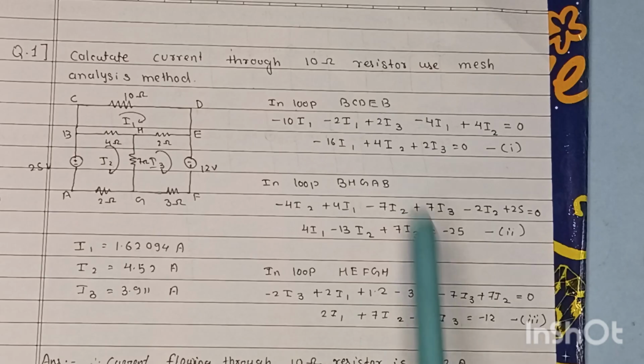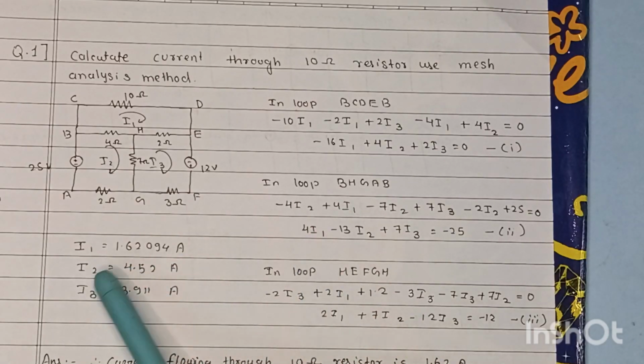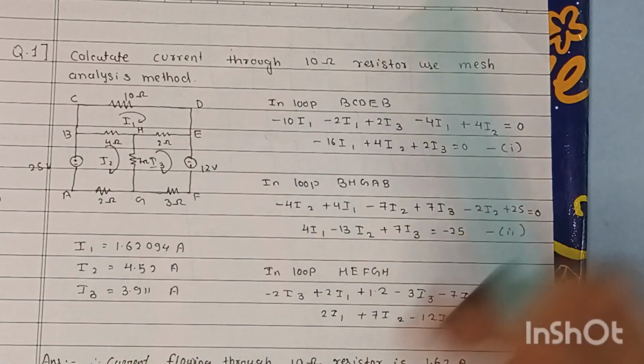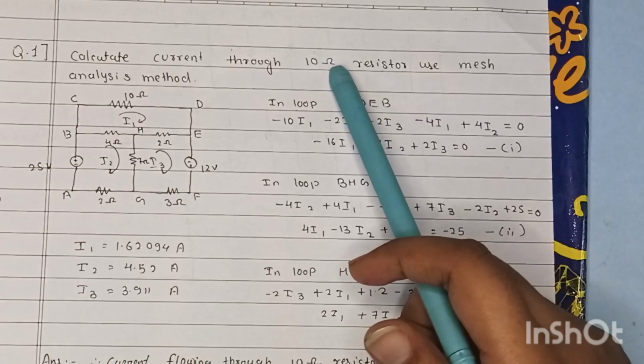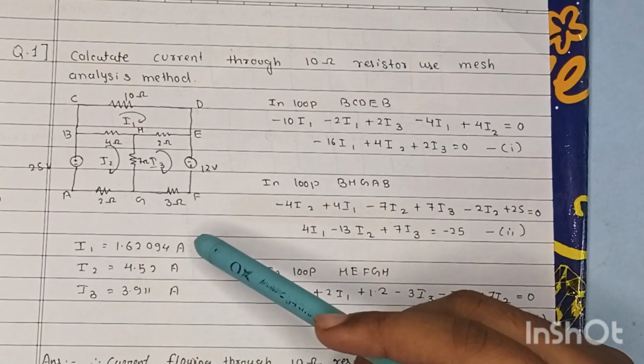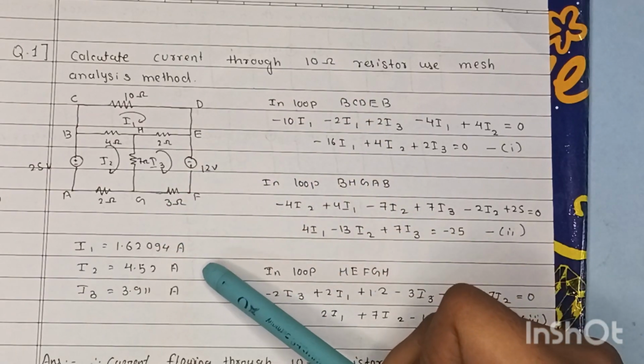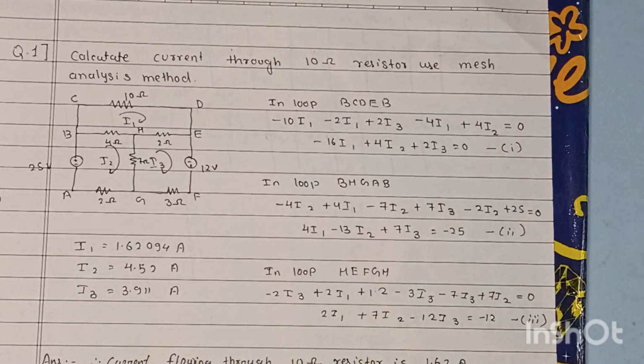So now substitute in this equation, or you can solve by the traditional method, or I suggest you solve with the help of a calculator, and then you will get I1, I2, I3. And in the question they have asked to find the current through the 10 ohm resistor. So it is nothing but 1.62094. Okay, now find the current, second one.